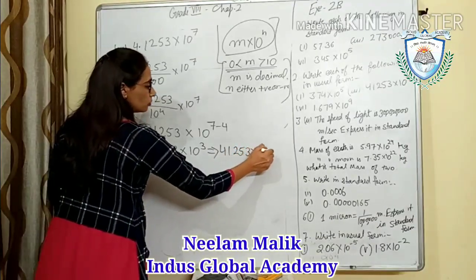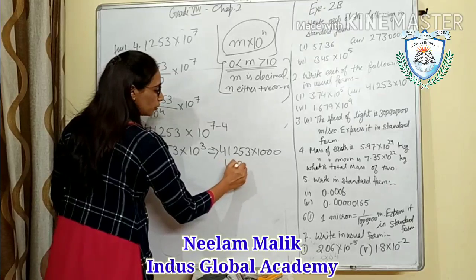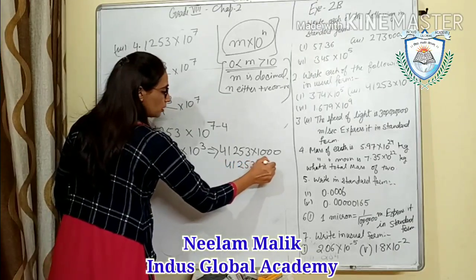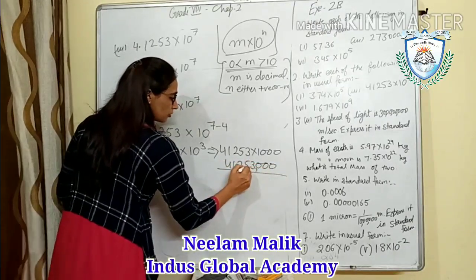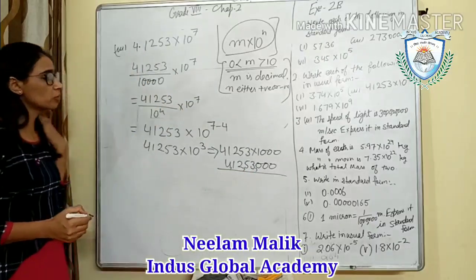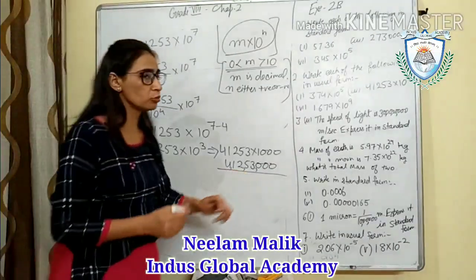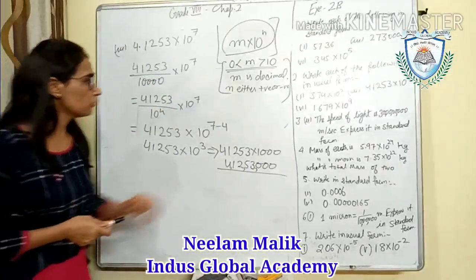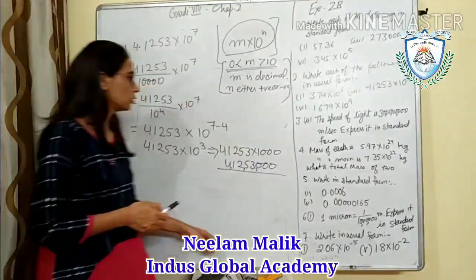41253 into 1000 will be 41253000. This is our answer. Okay, you can read this: 4,12,53,000. This is our answer. Now we will do the fourth part.